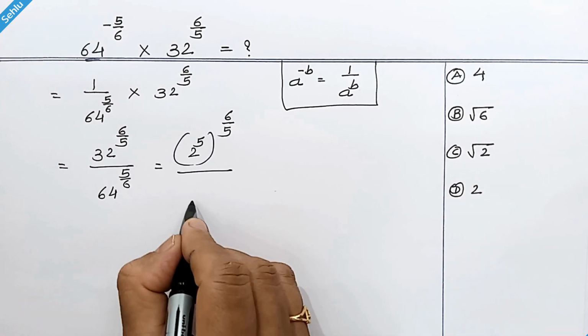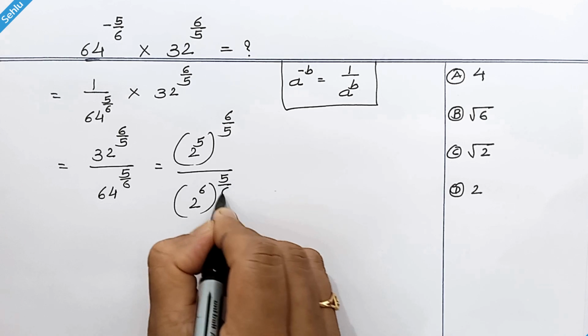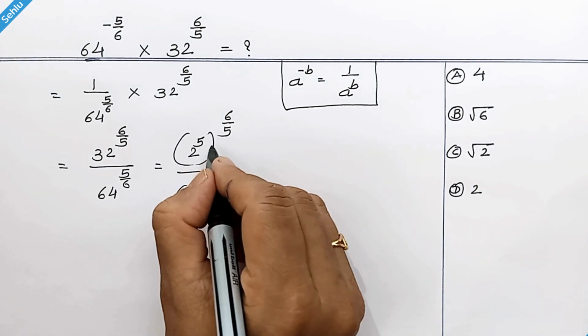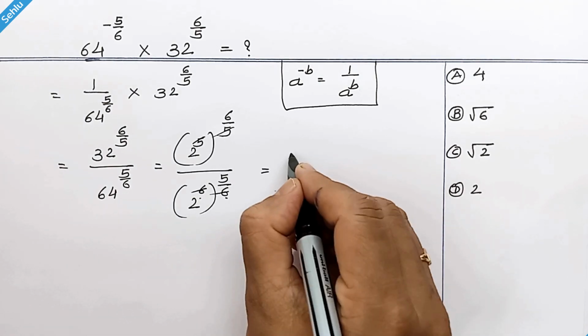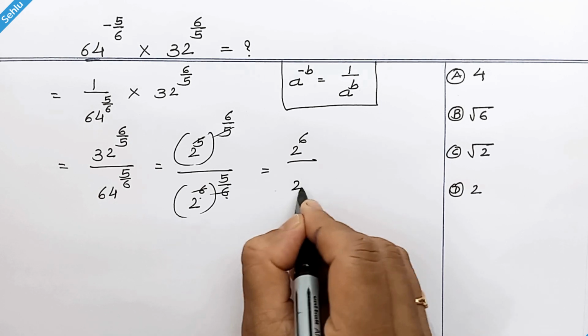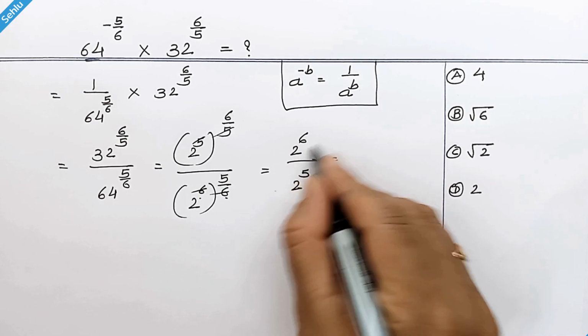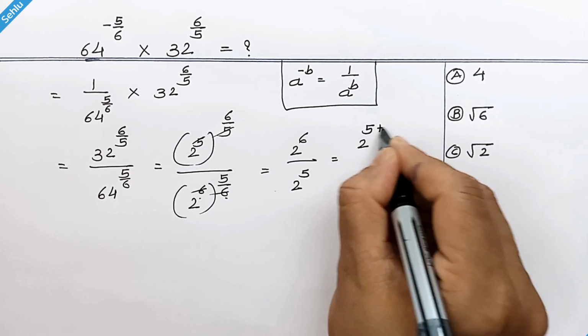and 64 is 2 to the power 6. Now this 2 and this 2 can multiply, so this 2 and this 2 will be eliminated. Now we have 2 to the power 6 over 2 to the power 5. 2 to the power 6 can be written as 2 to the power 5 plus 1.